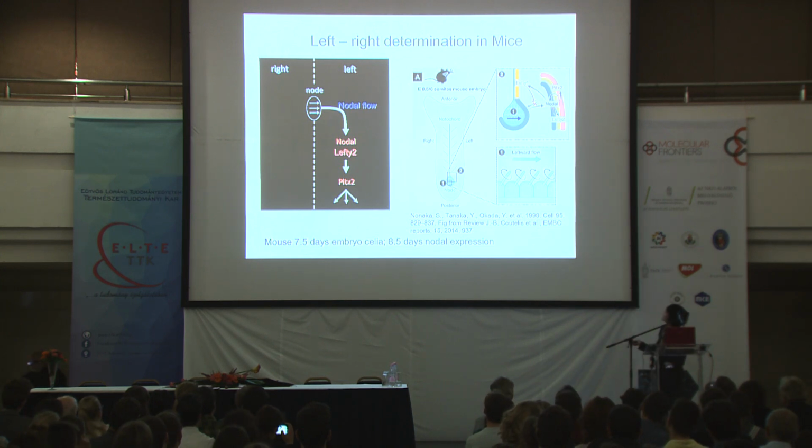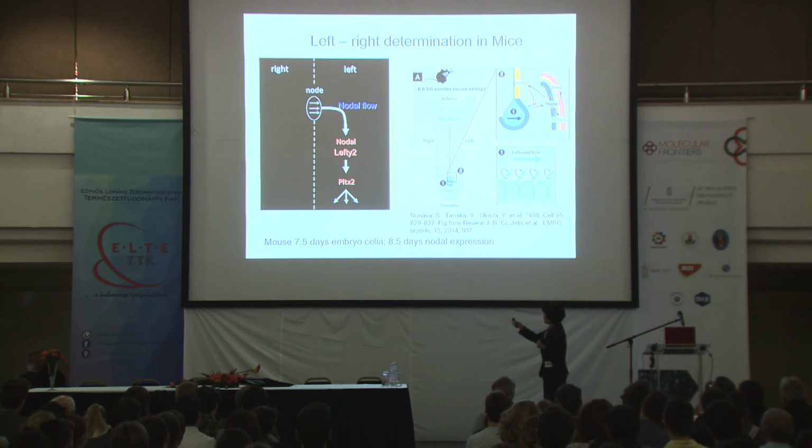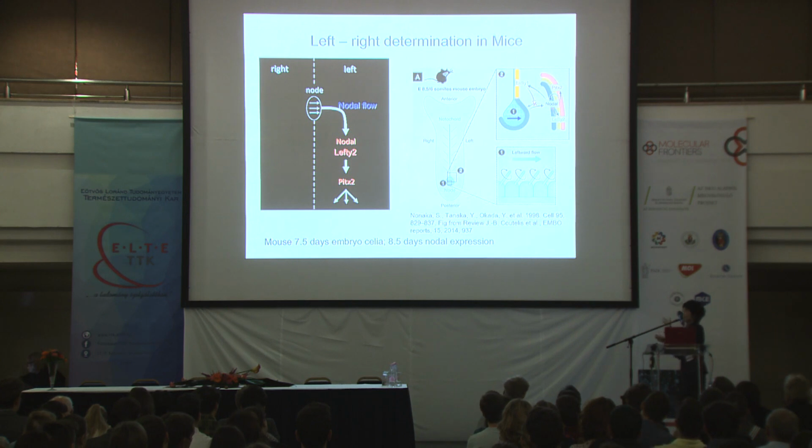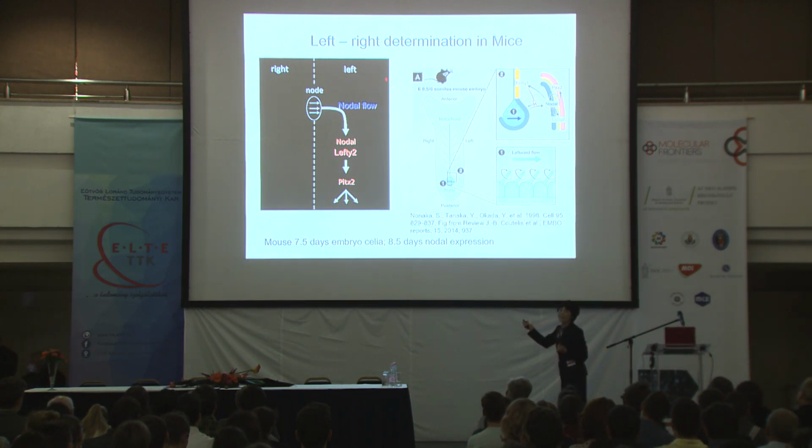This is the case in mice. At 7.5 days, you will start to see this nodal flow. These are the cilia, tilted and rotating, producing some flow, and that determines the left-hand side.